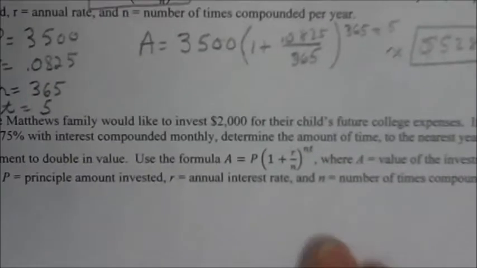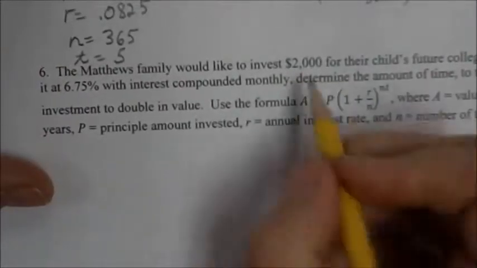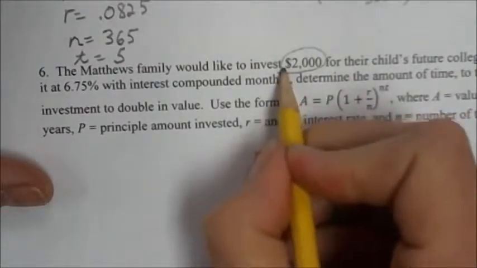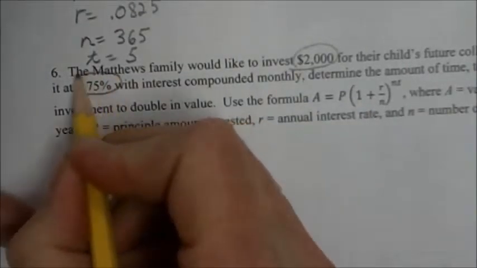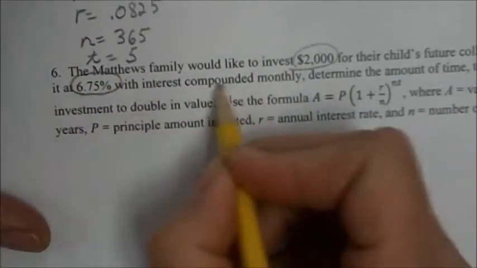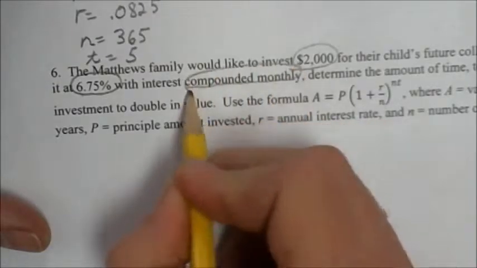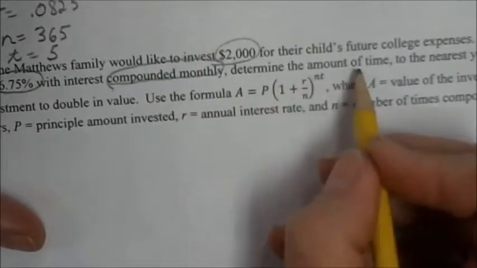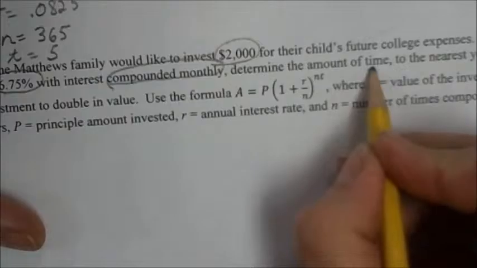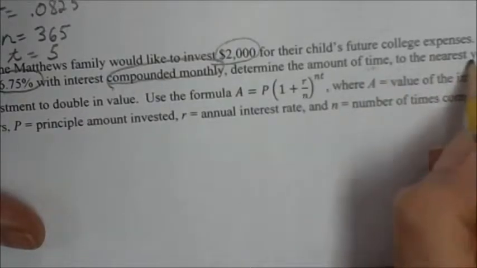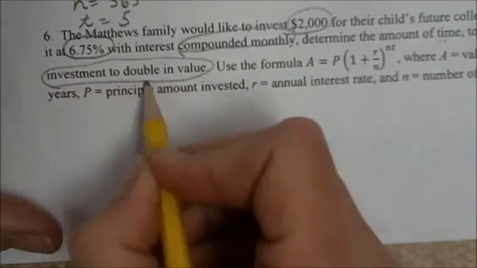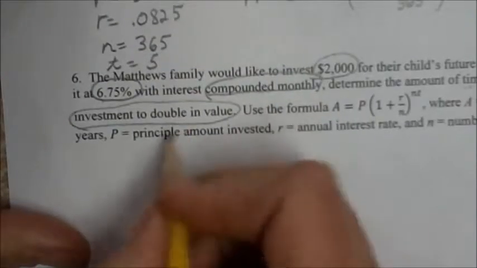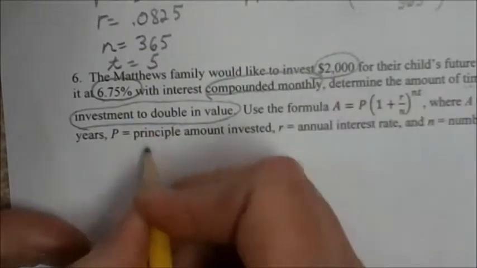And then the last problem, the Matthews family would like to invest $2,000 for their child's college expenses. They found an account that earns 6.75% interest compounded monthly. Now we have to determine the amount of time. We have to solve for t to the nearest year for the investment to double in value.